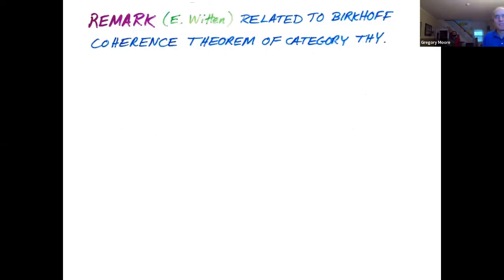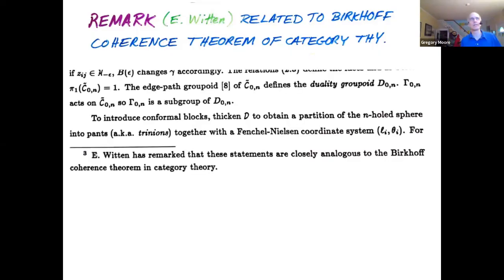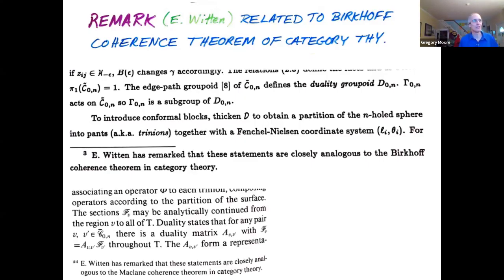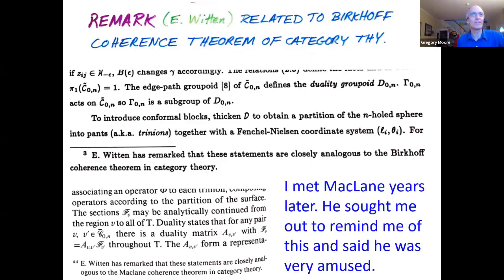I'm sure Edward got it right and told me it was the MacLane coherence theorem of category theory. I had some wires crossed, and of course I knew the famous textbook on algebra of Birkhoff and MacLane, and so I somehow got Birkhoff and MacLane mixed up. And that blooper even continued into the preprint, but thankfully was fixed by the time it came to publication. I met Saunders MacLane years later in Cambridge. He sought me out to remind me of this and told me he was very amused by the whole thing.